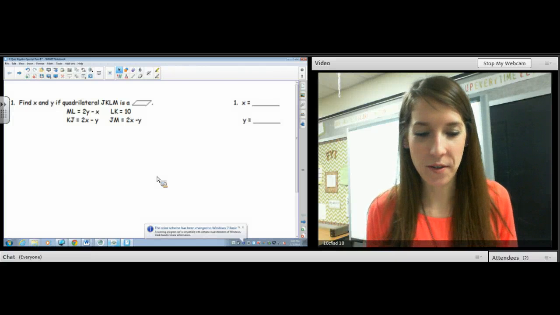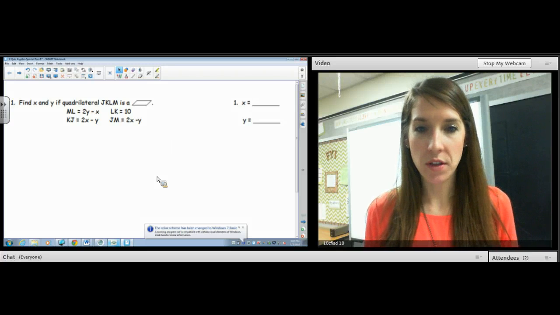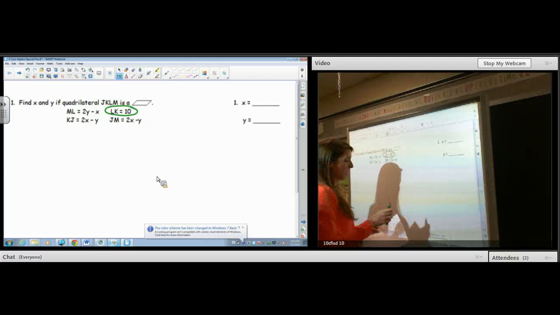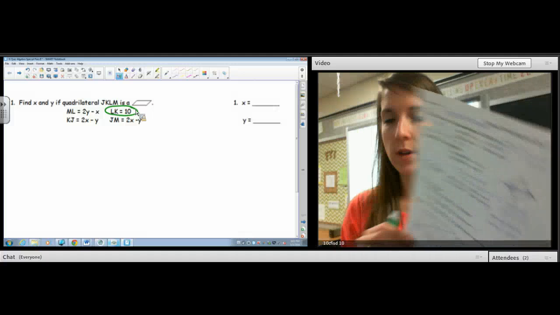Hello. Okay, I'm going over Special Parallelogram Quiz 2, and you are watching the correct video if on your quiz LK equals 10. Okay, so the quiz looks like this, Special Parallelogram Quiz 2.